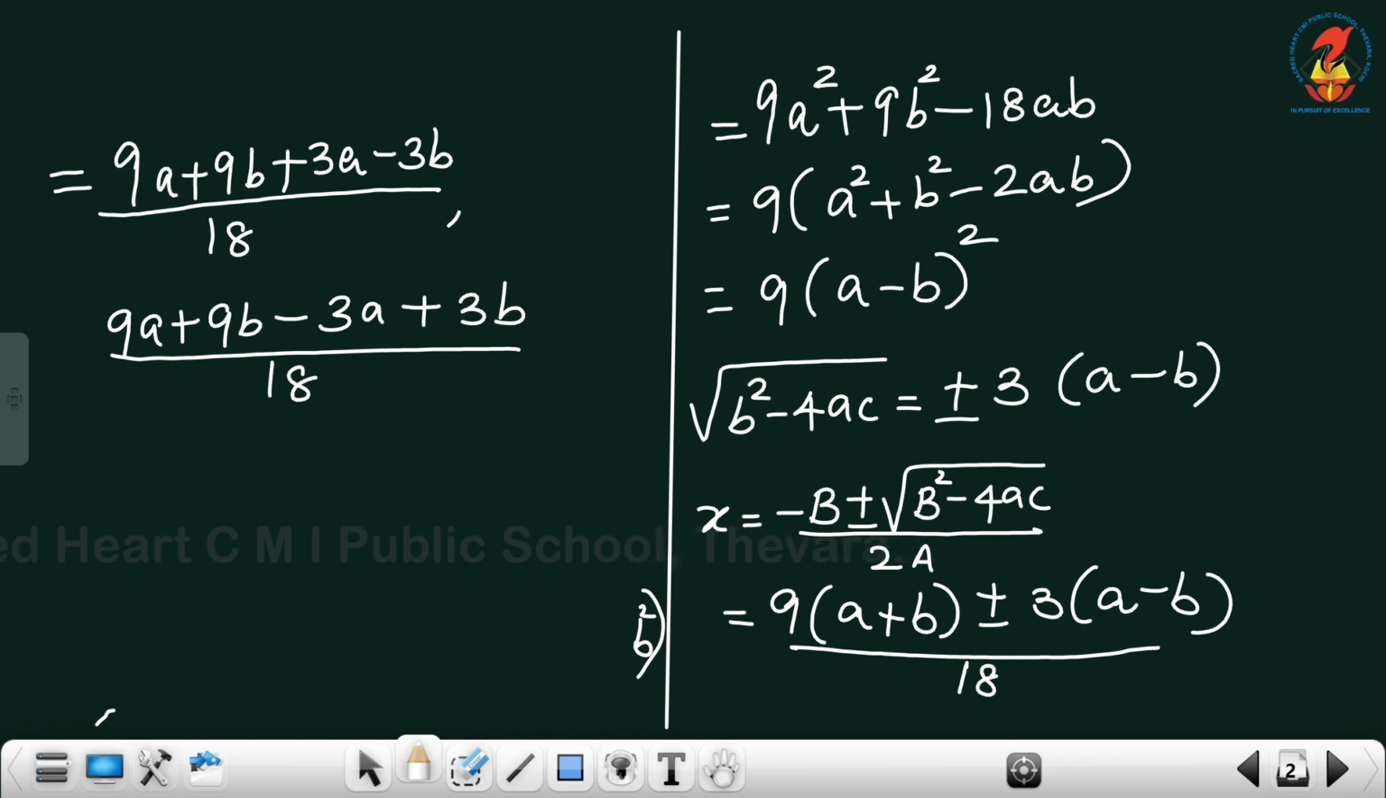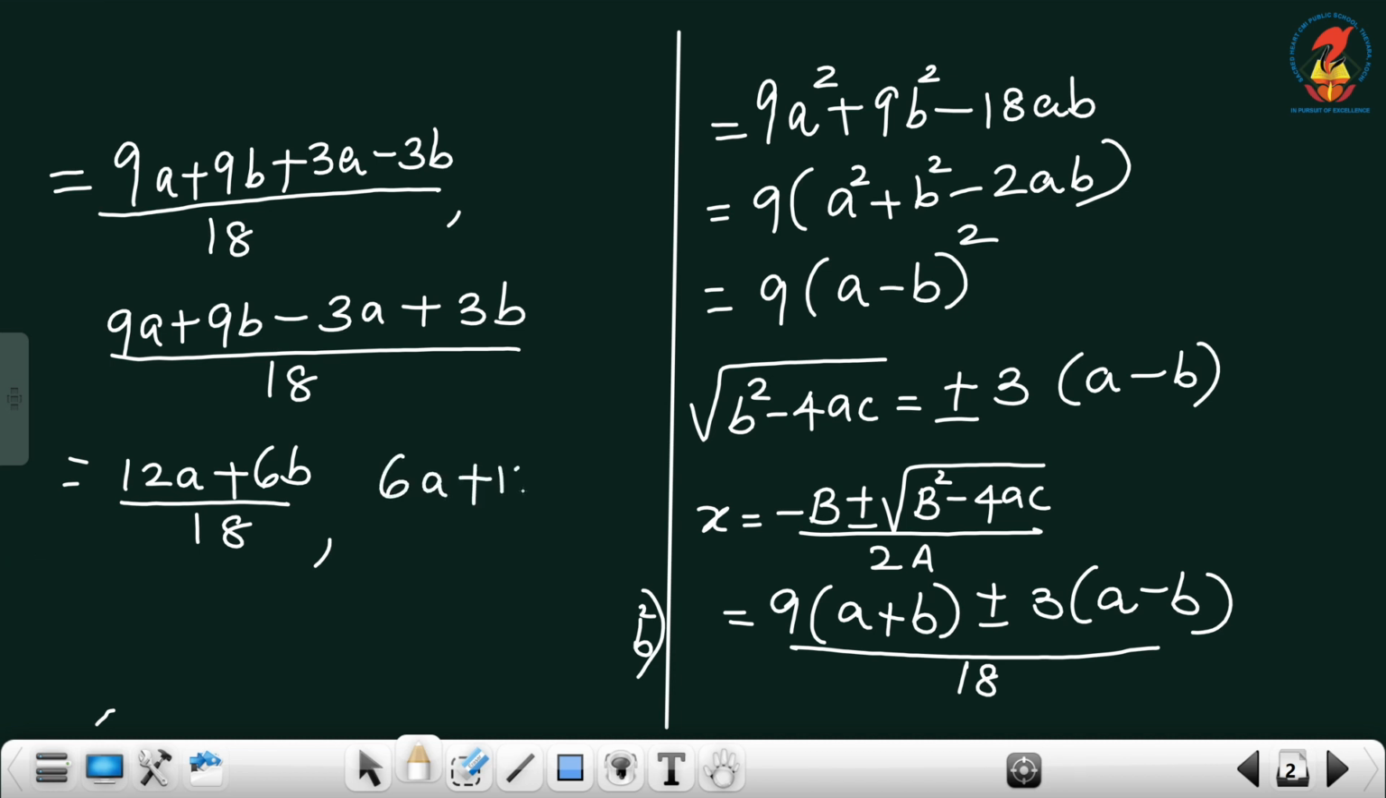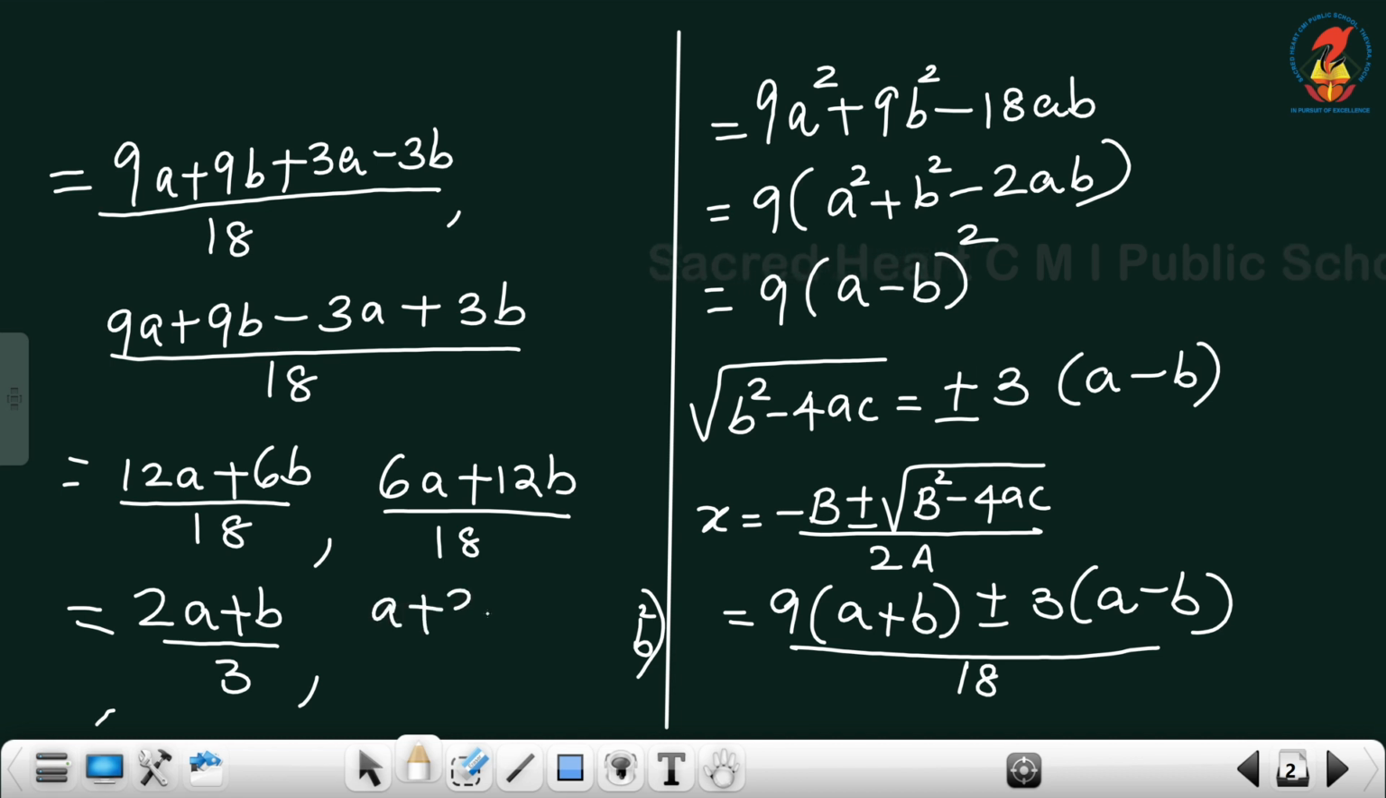So when you simplify this, 9a plus 3a is 12a. So (12a + 6b) divided by 18 is the first term. Second term is (6a + 12b) divided by 18. When you simplify this, you will get it as (2a + b)/3 and (a + 2b)/3.